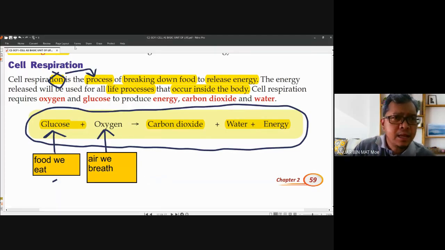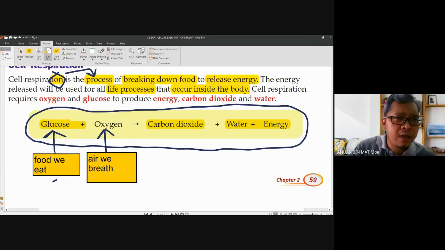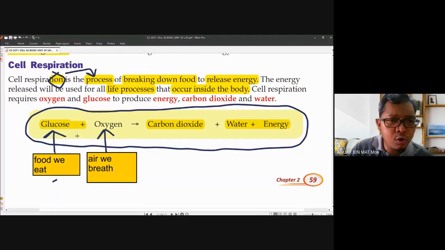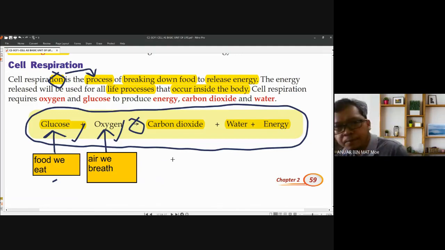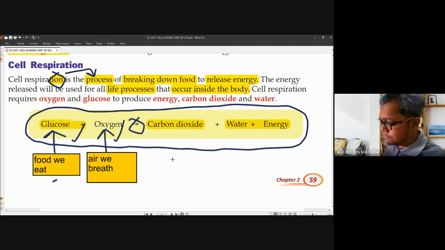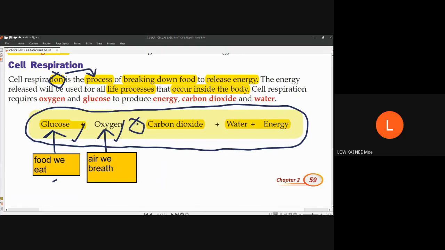All right, and then after the cell already obtains glucose and oxygen, what will happen? The cell will do its things. The cell will do what it's supposed to do, because the cell has its own function. For example, if you still remember muscle cell. Muscle cell, what is the function of muscle cell? To give us what? To enable what?